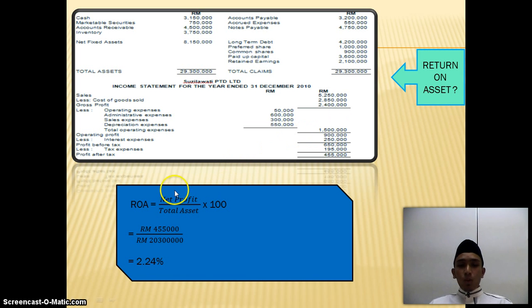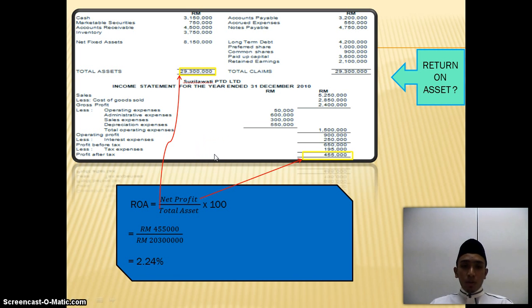Okay, and the last one is return on asset. For return on asset, we can use this formula, net profit over total assets times by 100. Net profit you can get from the comprehensive income statement, 455,000, and total assets you can get from the statement of financial position, 293,000, and you must times by 100, so you will get 2.24%. Okay, this is all the calculation.